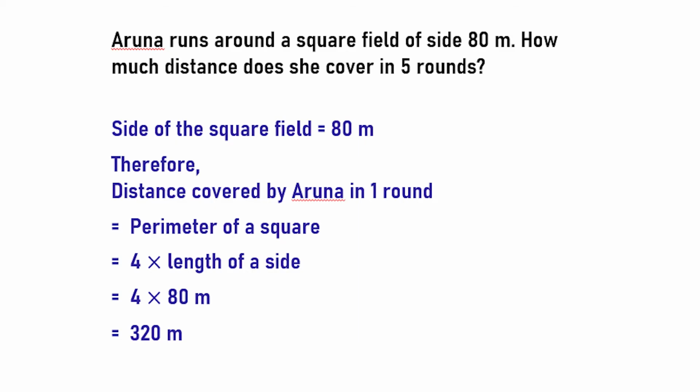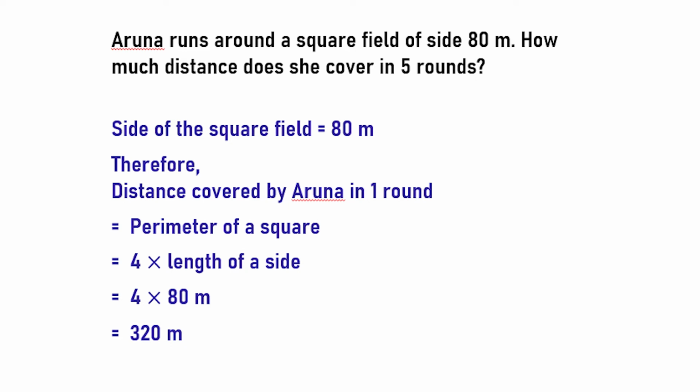Now, let us solve an example using the formula on perimeter of a square. Aruna runs around a square field of side 80 meters. How much distance does she cover in 5 rounds? Students, in this question, we are given that the side of the square field is 80 meters and we have to find out the total distance covered by Aruna in 5 rounds. So first, we will find out how much distance will she cover in 1 round. This means we need to find the perimeter of the square field.